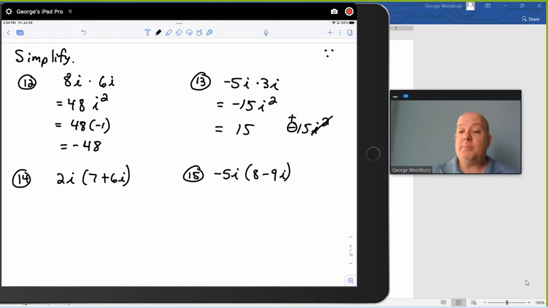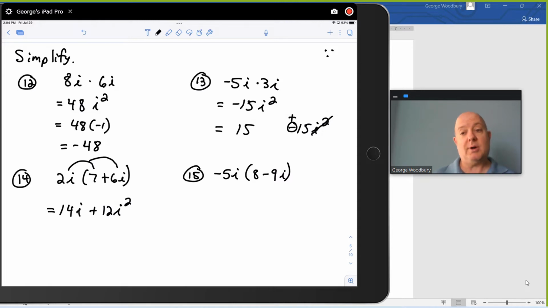The next couple of examples involve distributing. So we're going to distribute an imaginary number to a complex number. That's what we're multiplying. First one, number 14, is 2i times 7 plus 6i. I begin with 2i times 7, and that is 14i. Then I've got 2i times 6i, that is plus 12i squared.